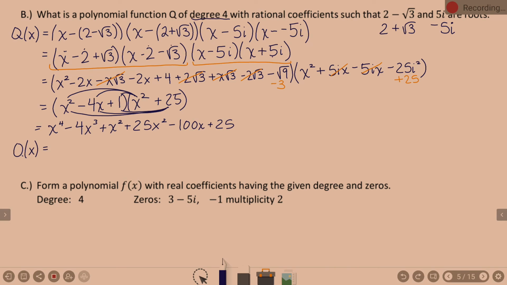Okay. Final step. X squared's, all that combine? Guess they are, aren't they? Okay, so x to the fourth minus 4x cubed plus 26x squared minus 100x plus 25.